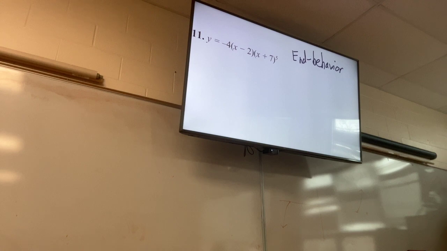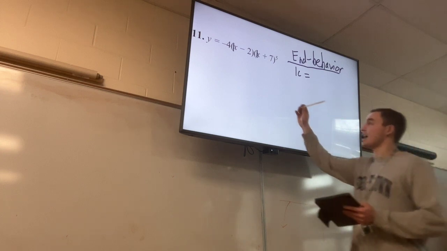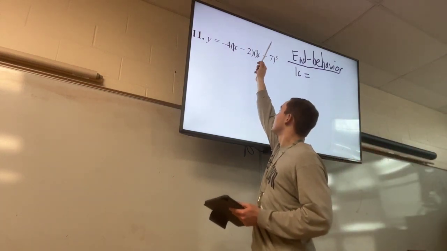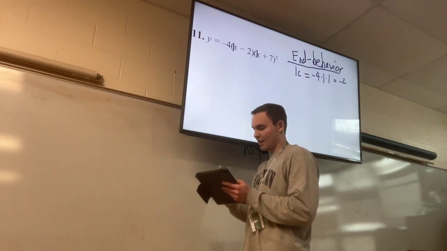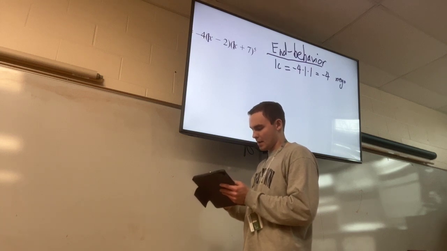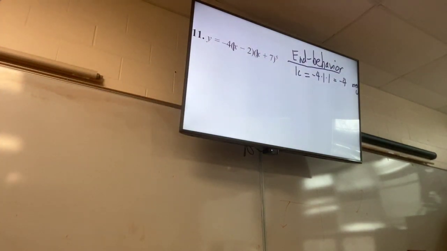End behavior? Okay, what's my lead coefficient going to be here? How do I find that? So there's a 1 in front of this x, a 1 in front of this x, and there's a -4 in front of everything. So it's going to be -4 times 1 times 1. -4, that's negative. Okay. Am I losing you guys on the lead coefficient stuff or no? You just multiply all the front numbers together.